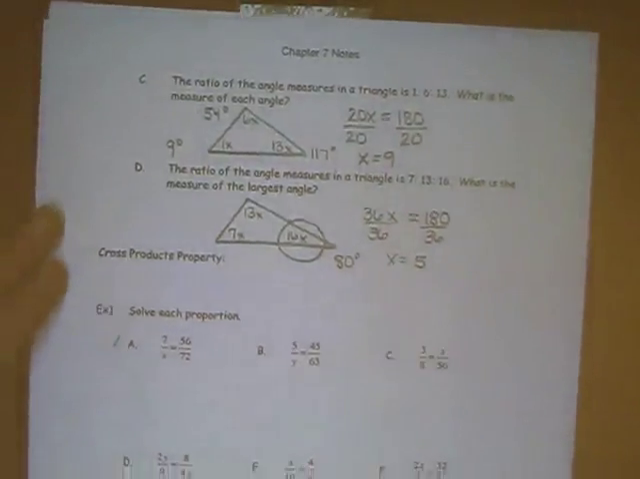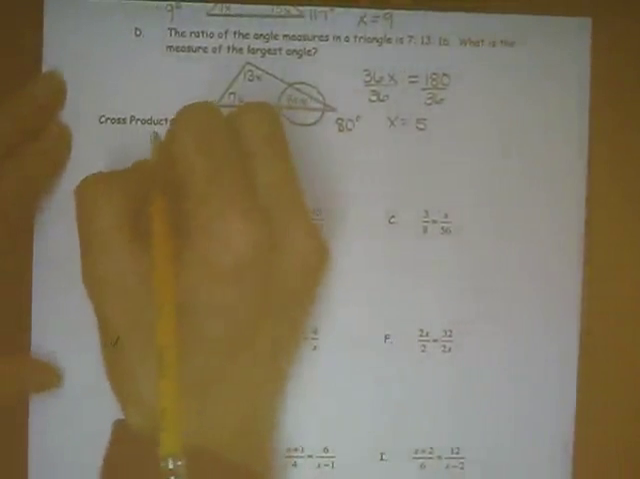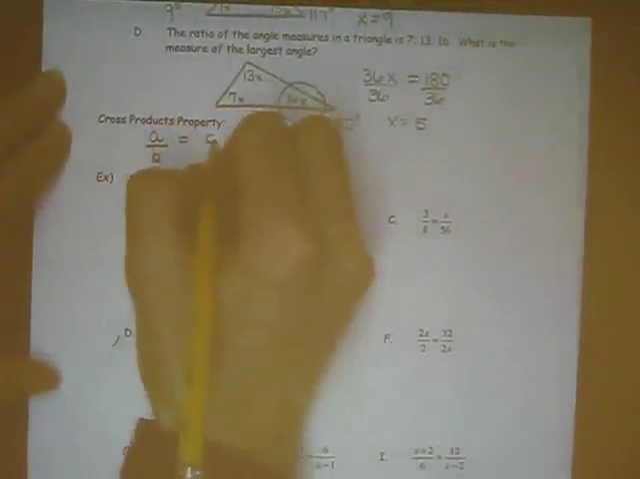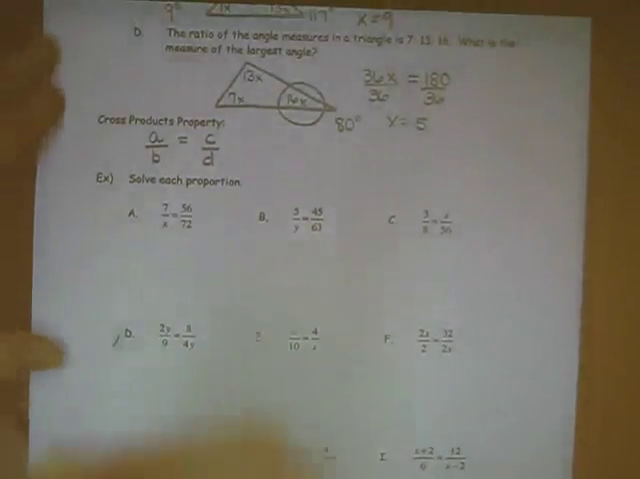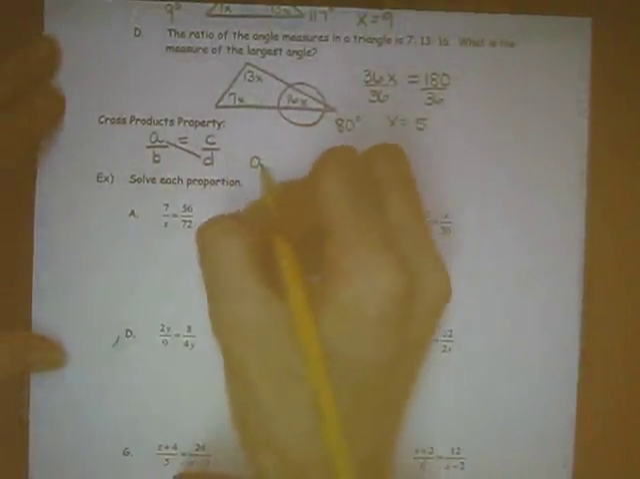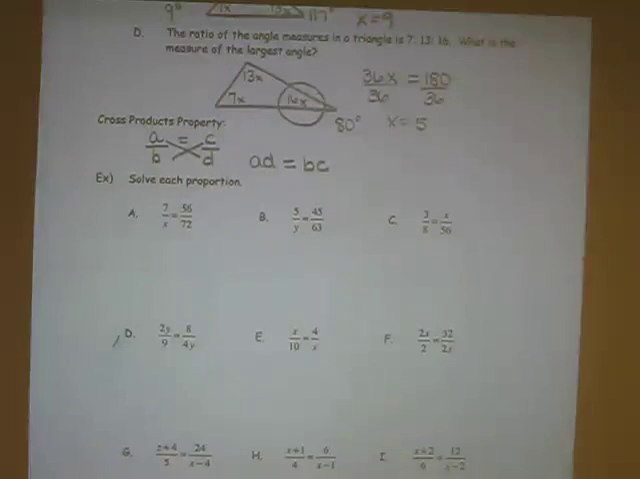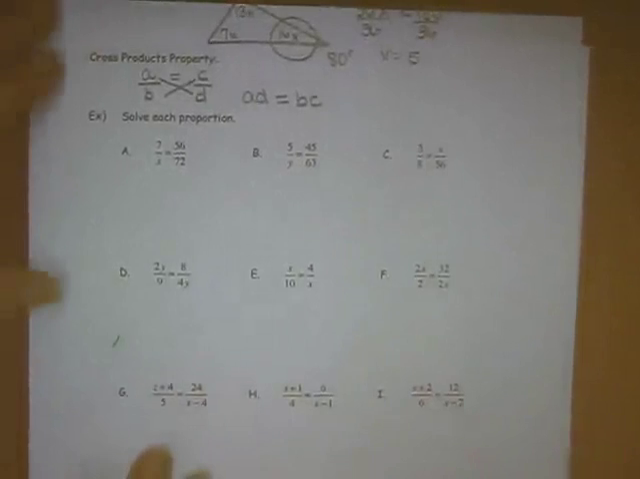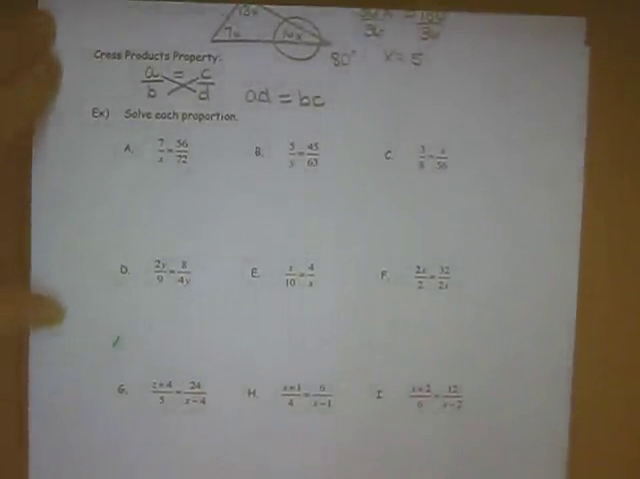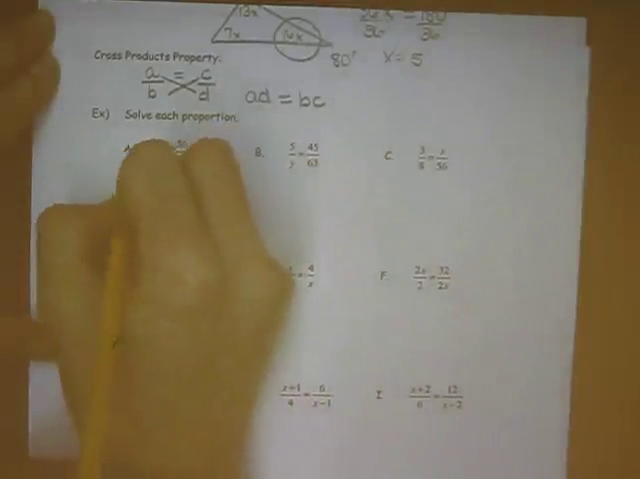The last thing we are going to talk about is your cross products property. We discussed this on the front, and all the cross products property is, is you multiply your means and you multiply your extremes and set them equal to each other. So in this case, we would have AD equals BC. In our first example, all we're going to do is solve each of these for the variable using the cross products. So in our first example, x times 56 is 56x.